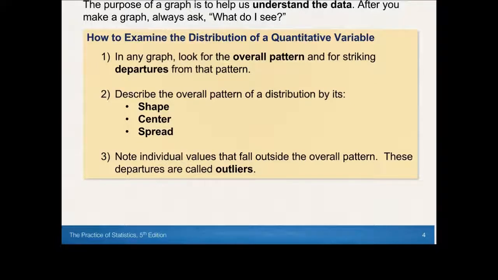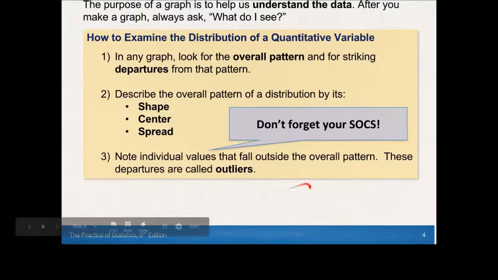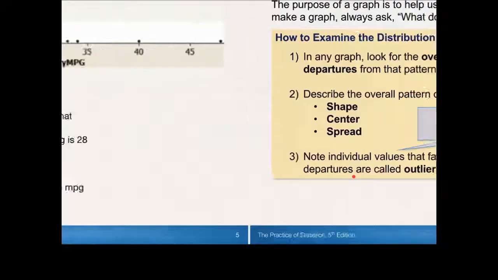To help you understand, this textbook uses a saying, don't forget your SOCS, which stands for shape, outliers, center, and spread. It's not in the order that we introduced it, but it helps you make sure you are describing everything. Those are the four things that I'll be looking for when you turn in work to me, as well as on the AP test. That's what they'll be looking for. So let's look at page 26. Here's an example.